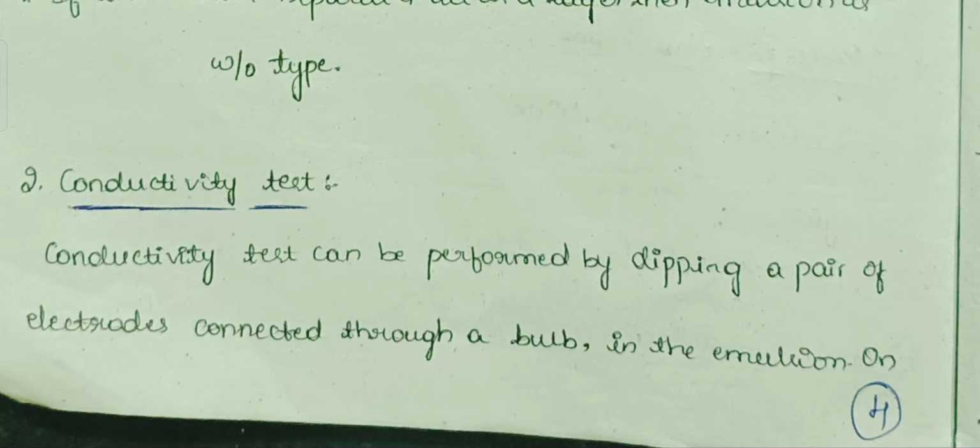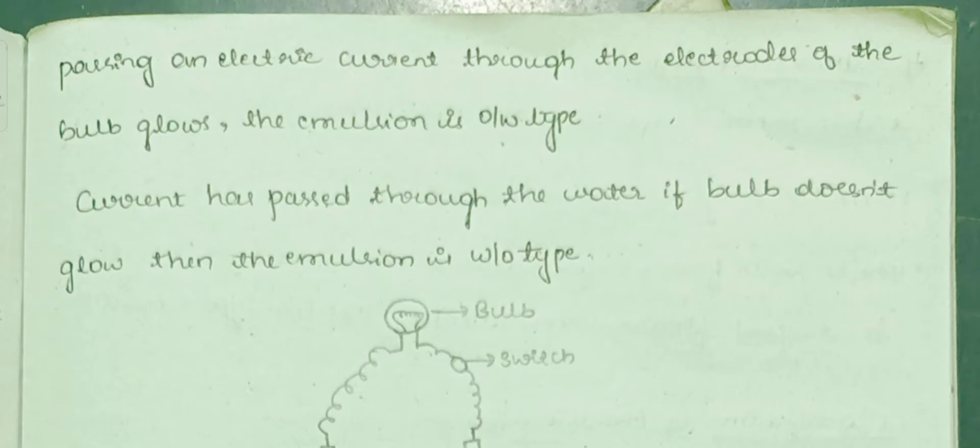In the second test, that is conductivity test, we are going to measure the conductivity. Conductivity test can be performed by dipping a pair of electrodes connected through a bulb in the emulsion. Upon passing the electric current through the electrodes, if the bulb glows, then the emulsion is oil in water type of emulsion. The current has passed through the water. If the bulb does not glow, then the emulsion is water in oil type.